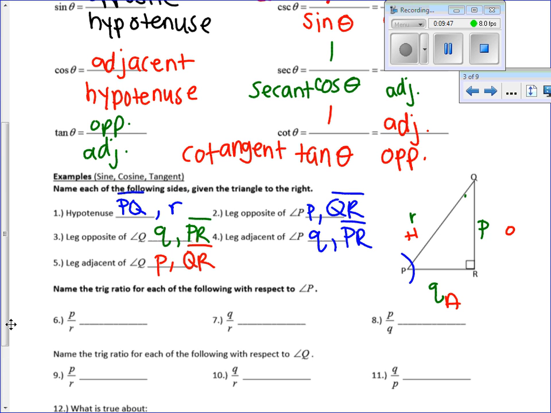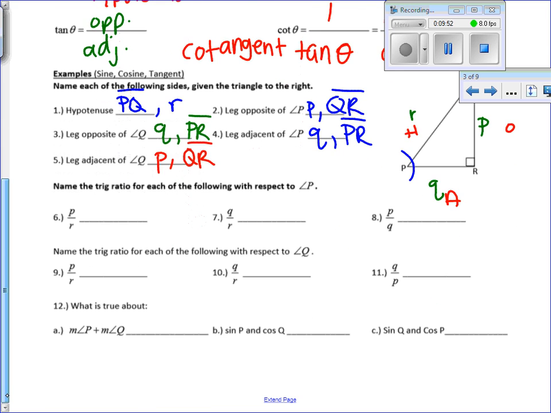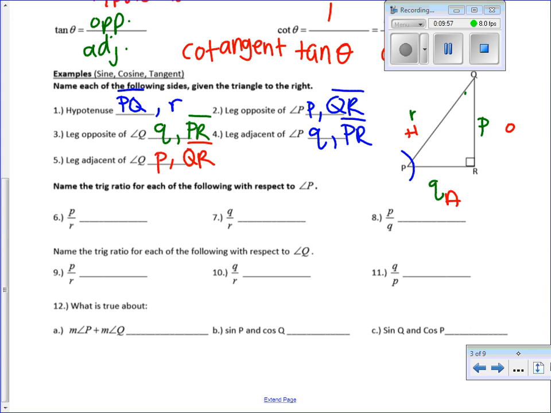So now we're going to name the trigonometric function, or the trig ratio, because that's a big word, that is represented right here. First thing you need to know is what angle are we looking at in this problem? Angle P. So we just labeled for angle P, so that's awesome. We don't have to change anything. So little p over little r means I'm looking at O over what? H.